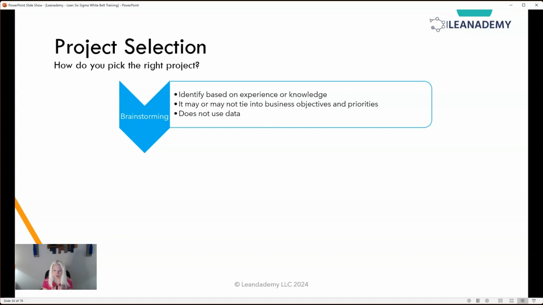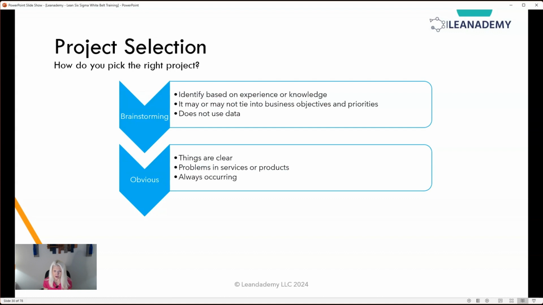Well, brainstorming is really, really great. It's a great start when we start to think about project selection, but we really want to start to think about those business objectives and priorities because you want your projects to tie back to that. And then there's things like the obvious, right? Things are clear, there are problems in service or products, and it's always occurring. These type of projects where they think there are issues that are obvious, go ahead and just do it, right? So I would almost call those just do it kind of projects. Let's just go ahead and fix them.